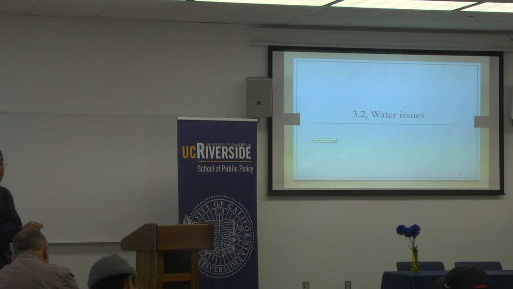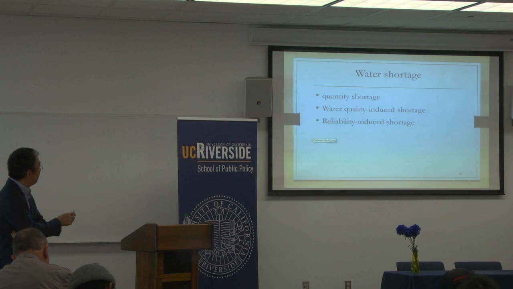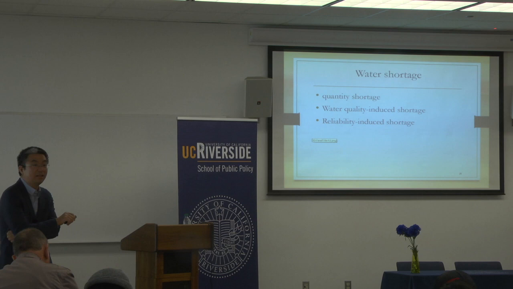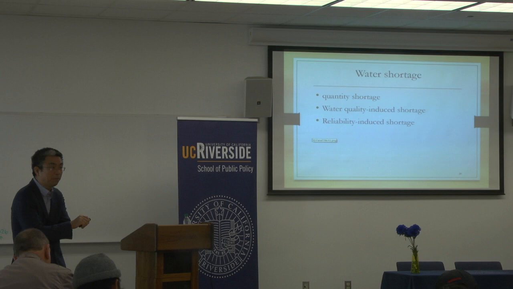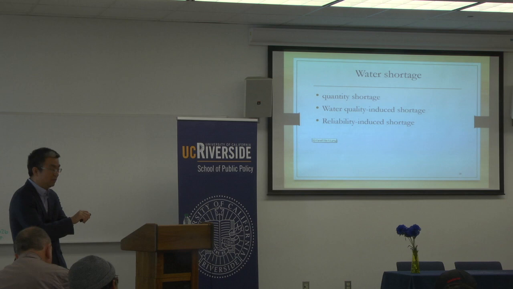Then, water issues. So first one, the water shortage. We have quantity shortage in the dry area, and quality-induced water shortage in the southeast part of China, or southern China, because of the water pollution. That means water cannot be supplied for use.